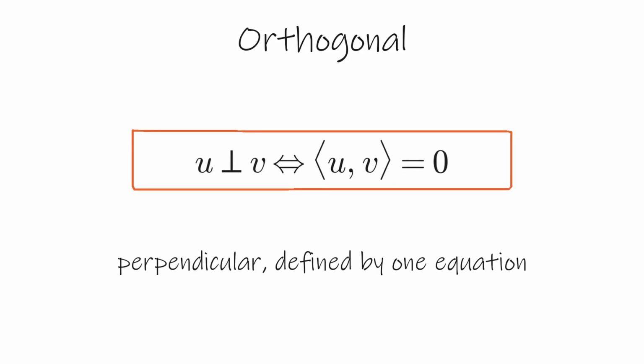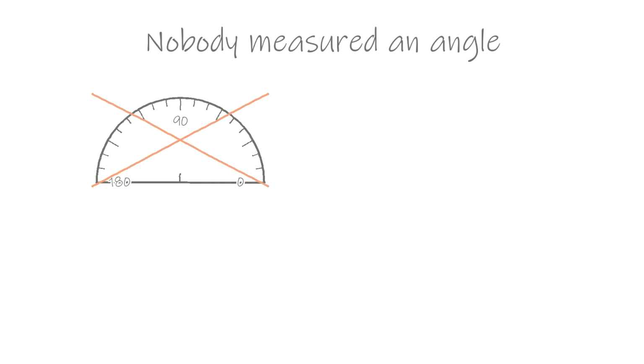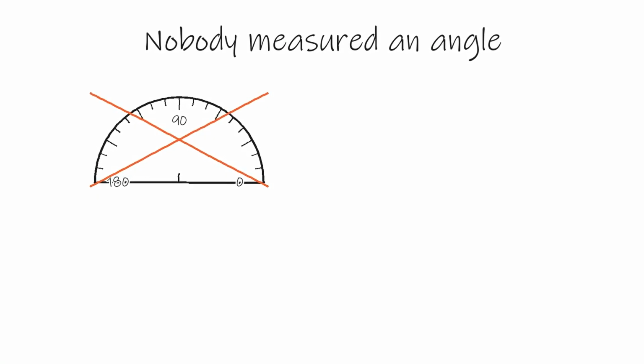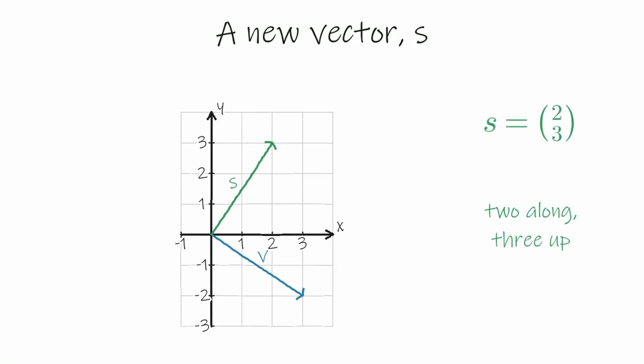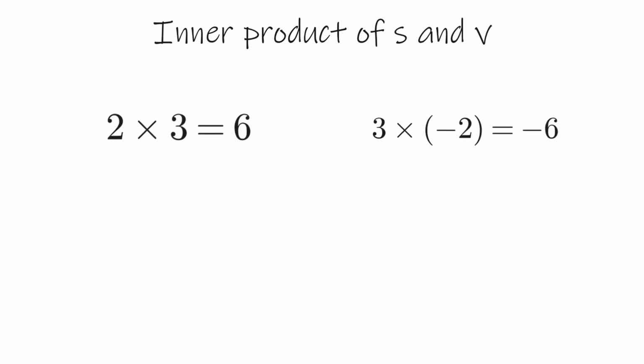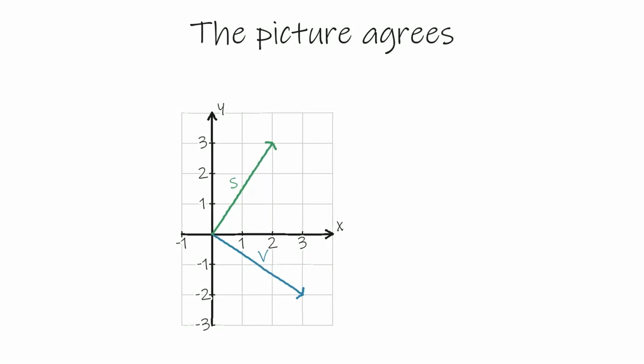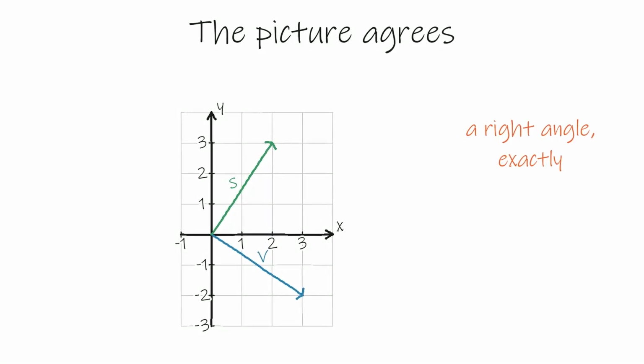Two vectors u and v are orthogonal, perpendicular, if and only if their inner product is 0. Nobody measured an angle. Perpendicularity is now an equation. Here's a new vector, s. Its components are 2 and 3. Inner product of s and v: 2 times 3 is 6, 3 times -2 is -6, 6 minus 6 is 0. Orthogonal, and the picture agrees, those arrows meet at a right angle.